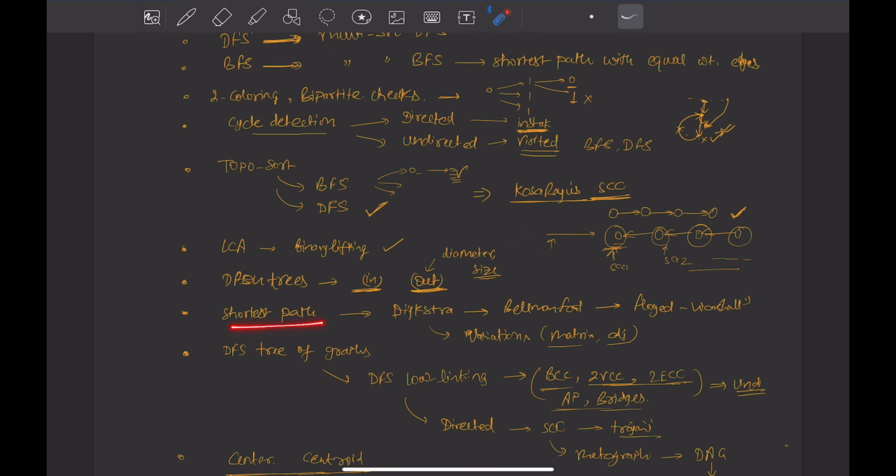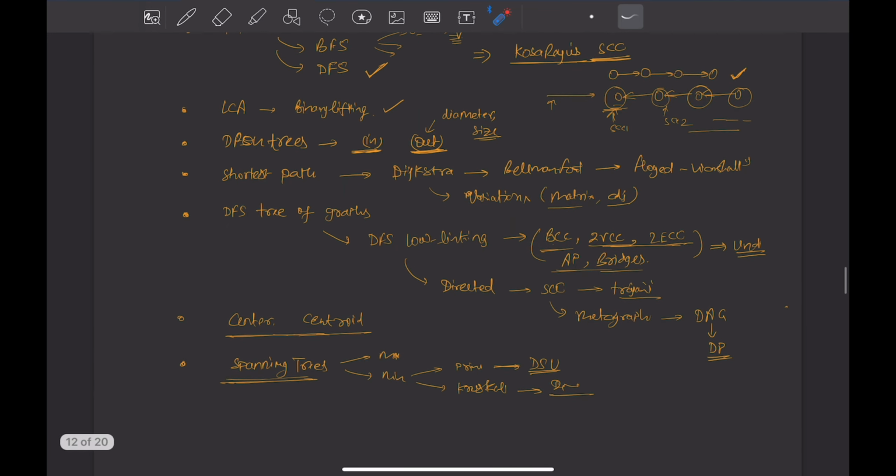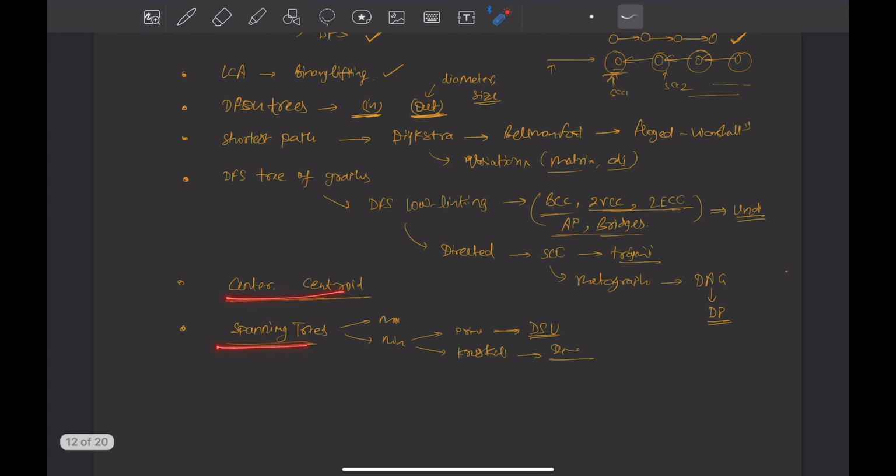Then shortest path, Dijkstra, Bellman-Ford, Floyd-Warshall, this kind of thing. And then DFS trees and graph, DFS low linking, BCC two vertex component, two edge connected component, articulation point, bridges in the undirected graph. For directed graph, I think the Tarjan's algorithm was important, creating the metagraph and then DAG and then DP on that. Center and centroid, spanning tree, the minimum maximum spanning trees, Prim's and Kruskal's. I think this is the major remaining thing. After this we can solve some advanced topic, but I'll do that later. Okay.